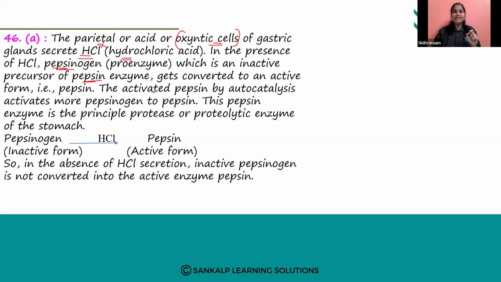So the activated pepsin by autocatalysis activates more pepsinogen. This pepsin enzyme is the principal protease, an important enzyme that breaks down protein. Okay? Just hold for a minute. Fine. So here you can see pepsinogen, the inactive form. In the presence of HCl, it is converted into pepsin. So in absence of HCl, pepsin is not converted. If pepsin is not converted, there is no breakdown of protein.